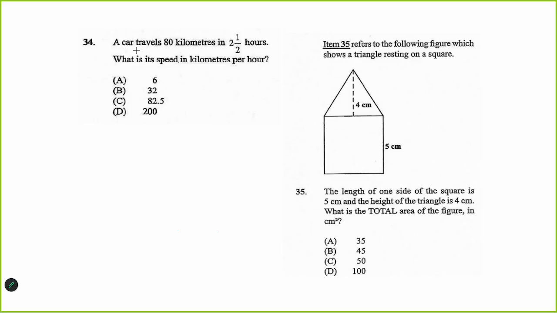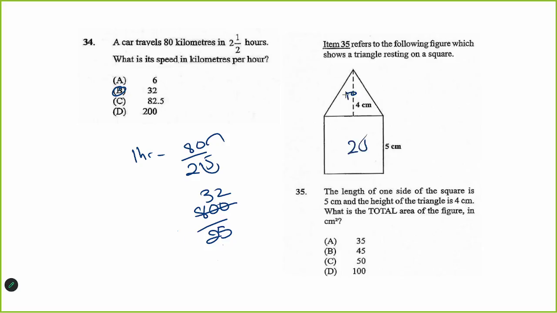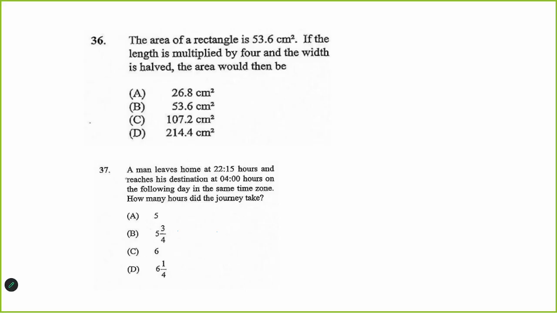This one here, a car travels 80 kilometers in 2.5 hours. What is the speed? So 1 hour would be 80 divided by 2.5, which is 800 divided by 25. 25 into 800 is 32 actually. So the answer is B. This one here, that's 25. This is 10. 35 is the answer.